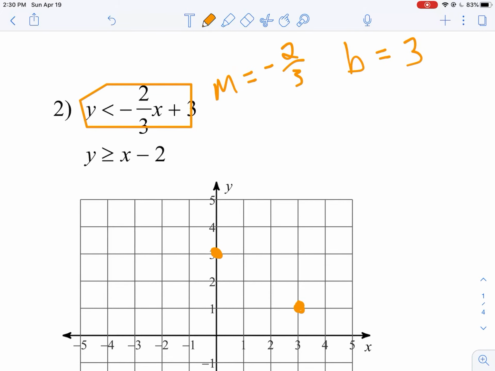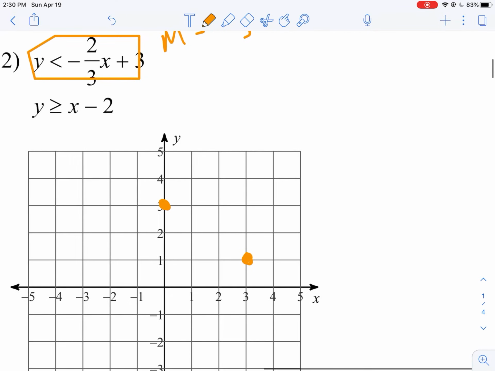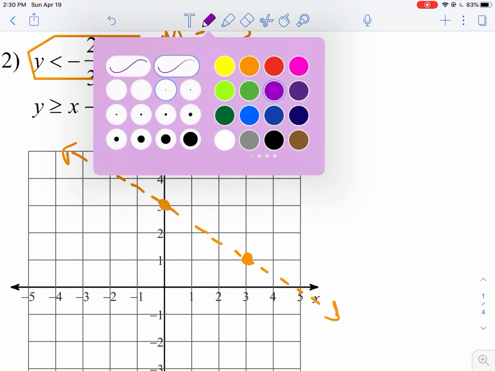We should start to get quicker about this. Okay, look at the sign. If it's just less than or just greater than, that's my dotted line. So let me go ahead and do my dotted line. There you go, graphed. All right, let's do the next one.